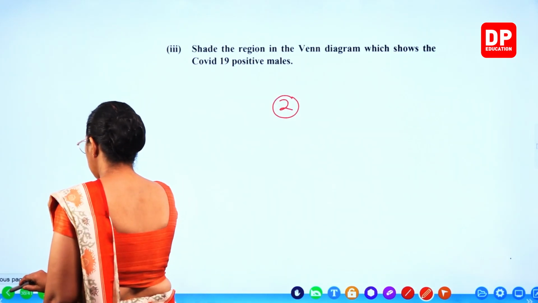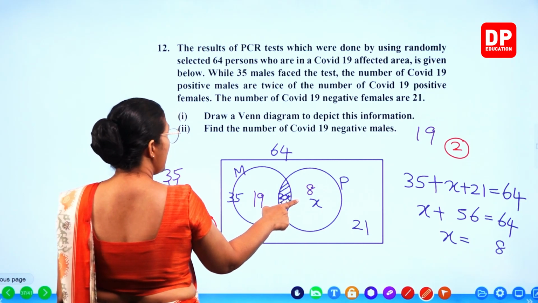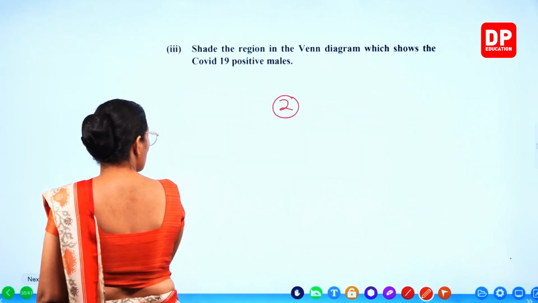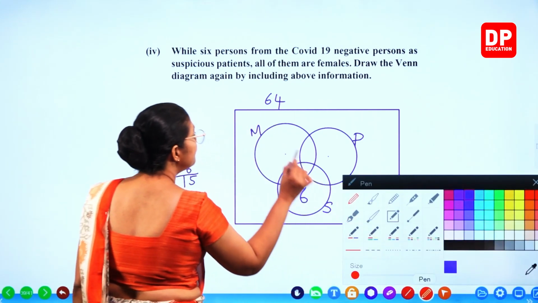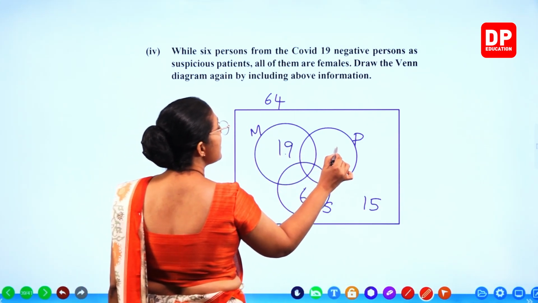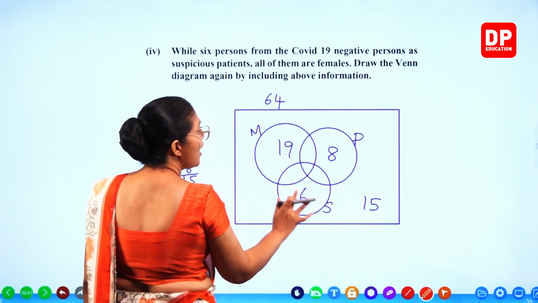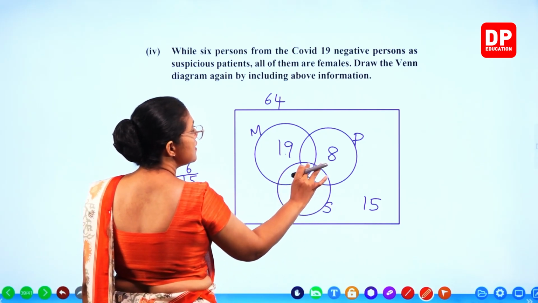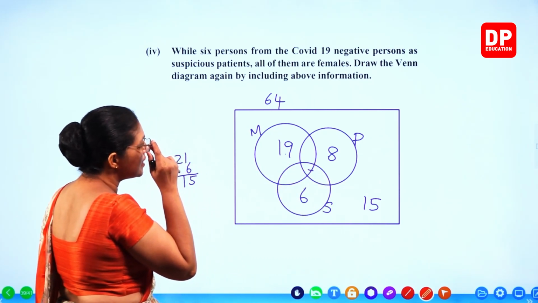So let's look at how many males are there. 35. So this is 19, 8. So nothing happens to those values. This is 19, and this is 8, because you can't include in this one because these are all females. So this is 0, nothing inside this intersecting part.